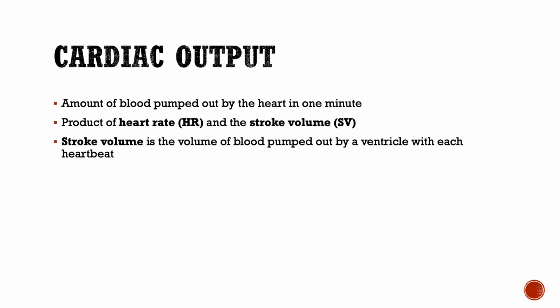So, the last concept that I will talk about is cardiac output. Cardiac output is the amount of blood pumped out by each side of the heart in 1 minute. It is the product of the heart rate and the stroke volume. The stroke volume is the volume of blood pumped out by a ventricle with each heartbeat. In general, stroke volume increases as the force of ventricular contraction increases.